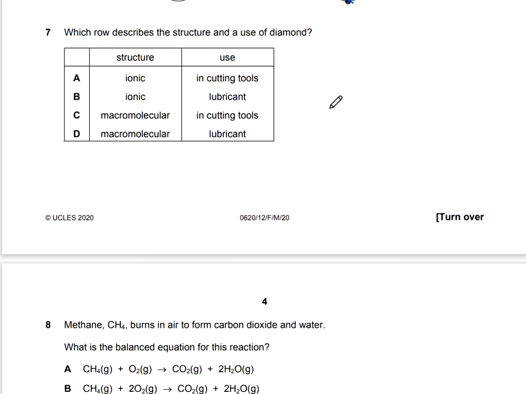Which row describes the structure and use of diamond? Of course, we know that diamond is used in cutting tools and not as a lubricant. So we will remove choice B and choice D. However, diamond is covalent in structure and therefore not ionic. So we will remove letter A. It is covalent or macromolecular. So the correct answer for this is letter C.